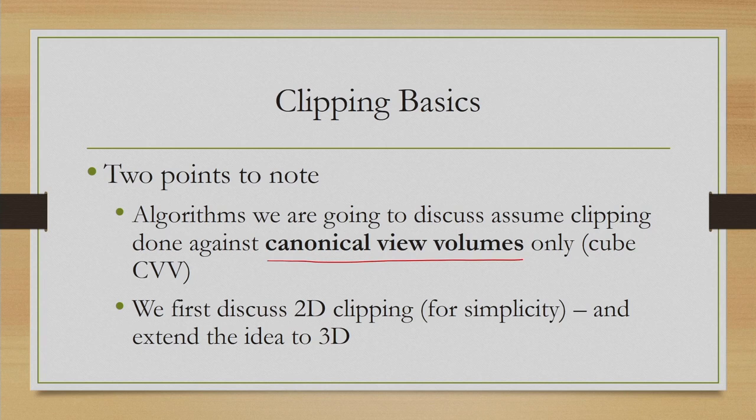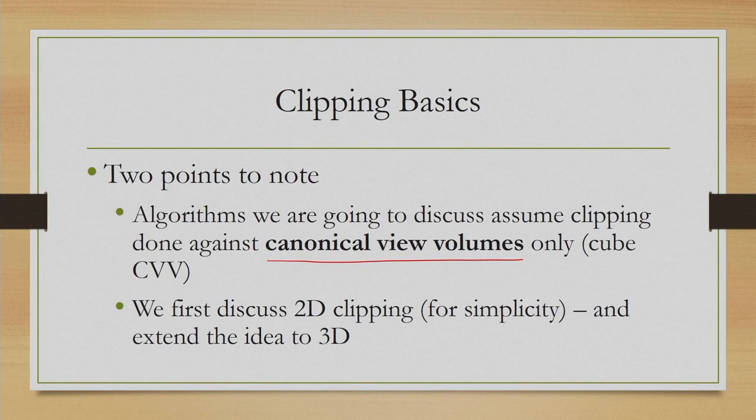To recollect, a canonical view volume is a standardized view volume where the shape of the view volume is a rectangular parallelepiped and its bounding planes are within a fixed range. So, it is a standardized view volume. Whenever we are talking of clipping, we assume that the scene is already transferred to the canonical view volume, and then we are performing clipping.